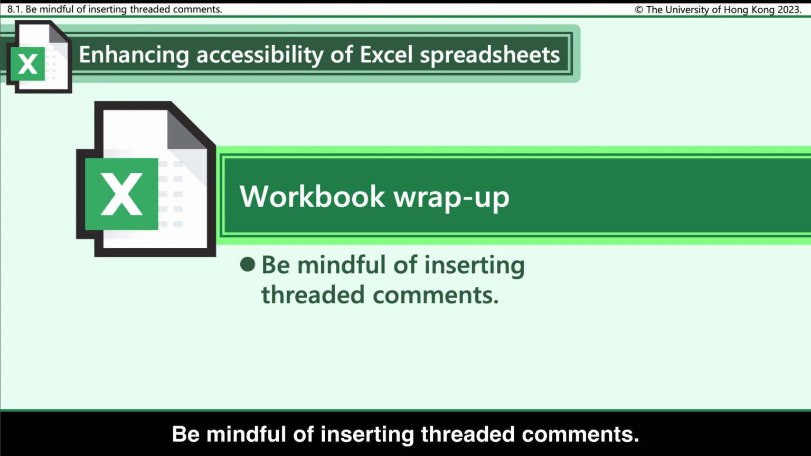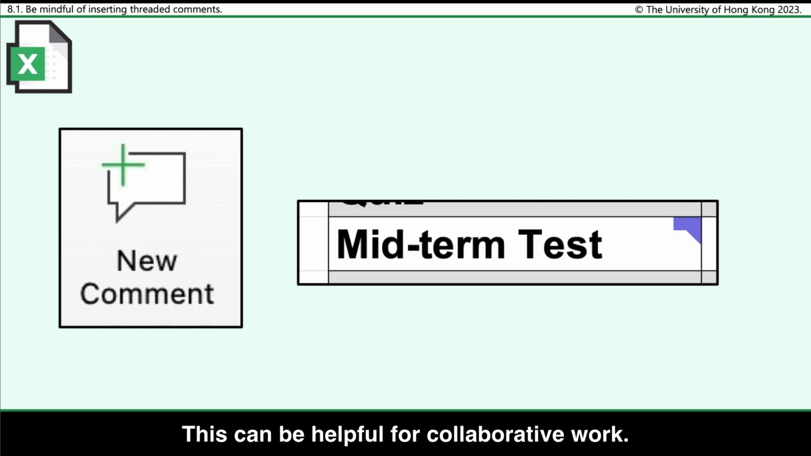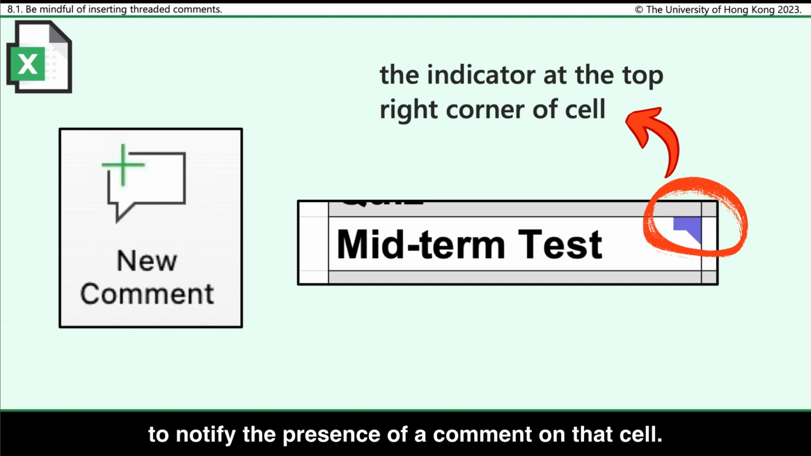Be mindful of inserting threaded comments. We can insert threaded comments to cells. This can be helpful for collaborative work. An indicator would appear at the top right corner of the cell to notify the presence of a comment on that cell. When hovering the cursor over the cell, the comment box automatically pops up.